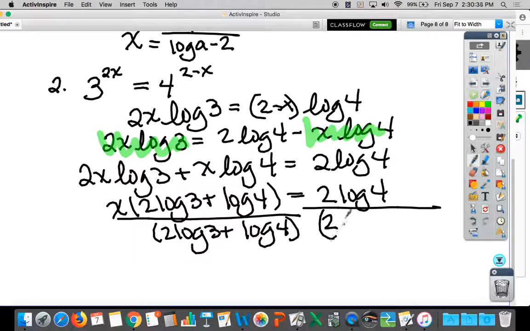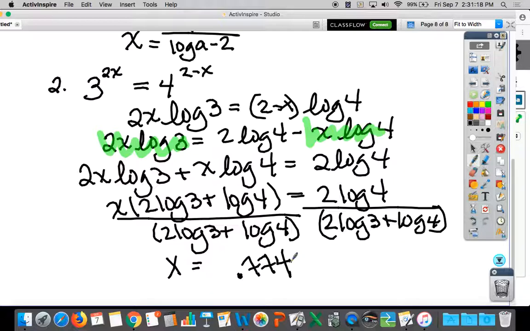And you're going to put the right side in. And tell me what you get to three significant figures. Everybody get that?